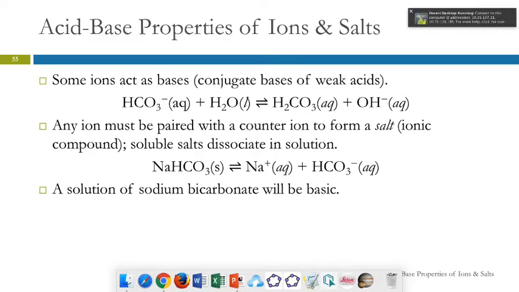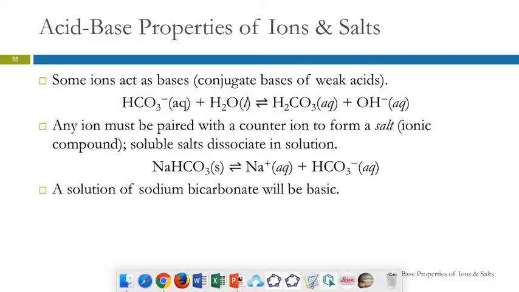Some ions act as bases because they are the conjugate bases of weak acids. Right? So if we look at this, this is the hydrogen carbonate ion. That's an ion, but it acts as a base. You put it in water, and it can accept a hydrogen ion from the water to produce hydroxide ions. What does it form here? Carbonic acid. This is the conjugate base of a weak acid. Because this is a weak acid, the conjugate base is a weak base, right?